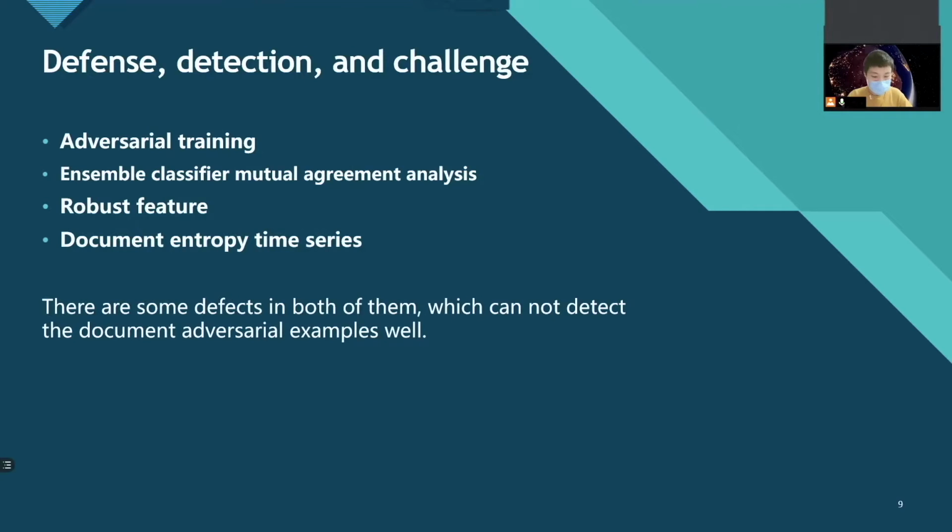One immediate strategy to defend against adversarial examples is adversarial training, but it can only be used to reinforce existing systems. There are also ways to deal with adversarial examples in terms of document detection, such as ensemble classifier, mutual agreement and license, robust feature, and document entropy time series. Unfortunately, they all have fatal shortcomings.